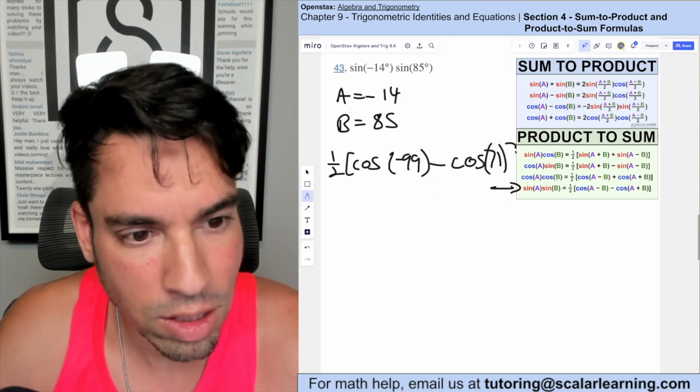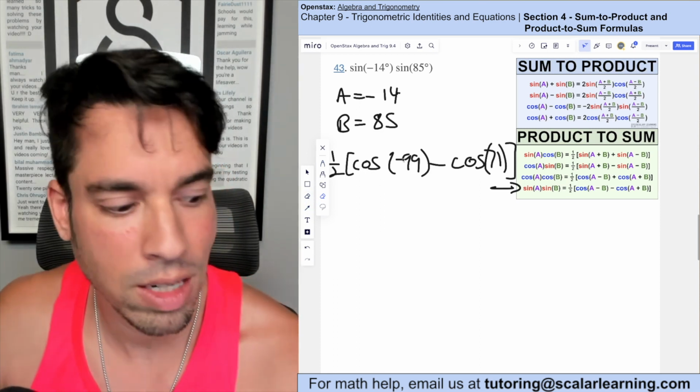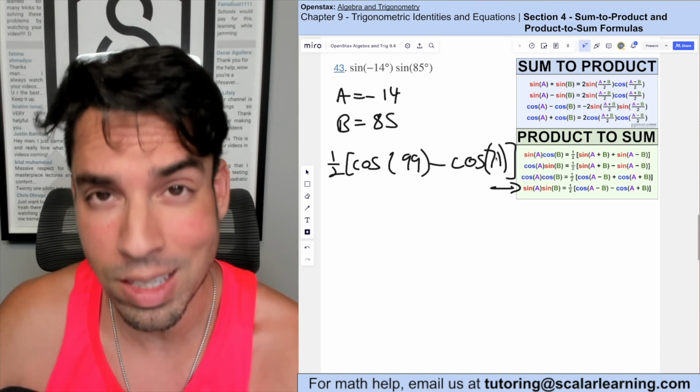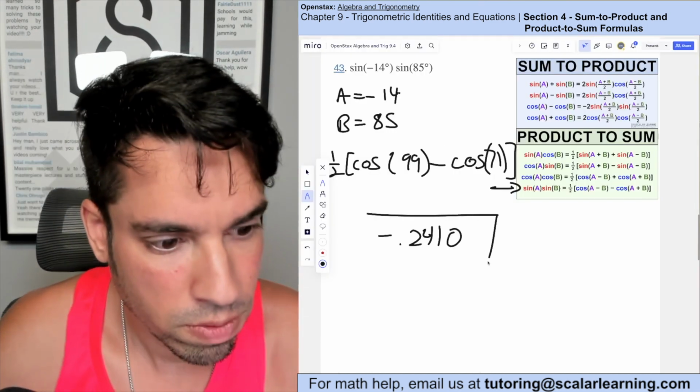Now, not that this really matters, but again, cosine is an even function. So cosine of negative 99 is the same as cosine of 99. So we can just simplify like that. Now let's plug it into Desmos. And here we get negative 0.24410. So there's the final answer.